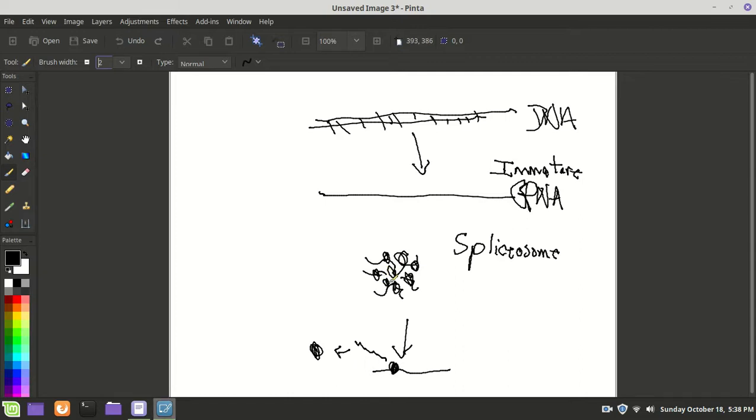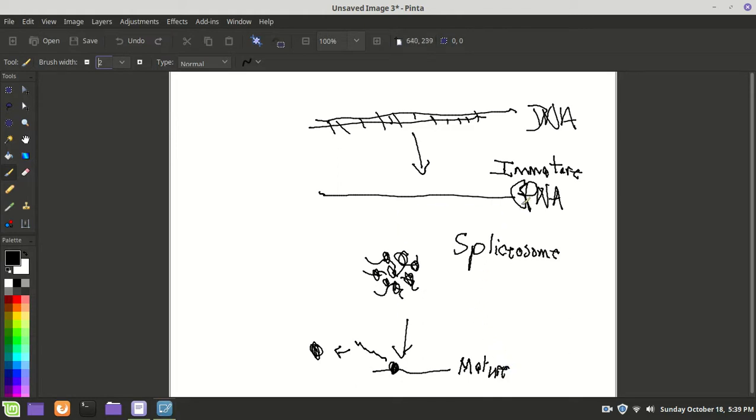Not too different from a ribosome, to tell you the truth. A simpler structure, but essentially this spliceosome can attach to certain areas in these immature RNAs. We're going to call the one down here that the ribosome attaches to, the one that in a eukaryote would move out of the nucleus and into the cytoplasm, a mature RNA.